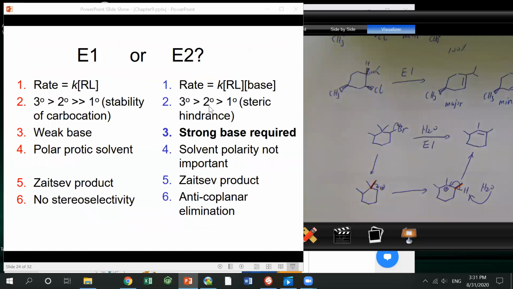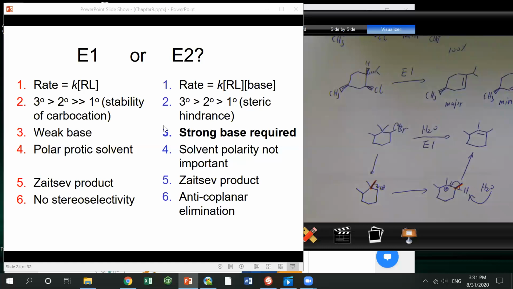Here is a little summary of E1 and E2 elimination. For E1 elimination, keep in mind it is a unimolecular reaction mechanism, so the reaction rate involves only the substrate. But for E2 elimination, the rate involves both the substrate and the base, similar to the SN2 reaction, which involves the nucleophile and the substrate.